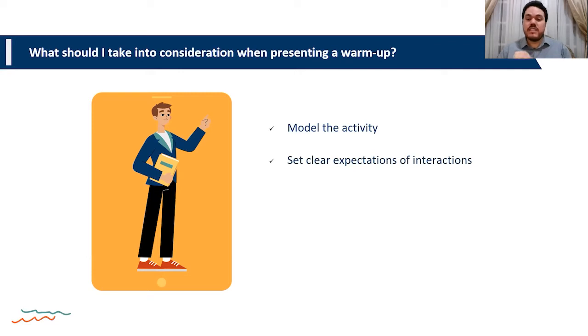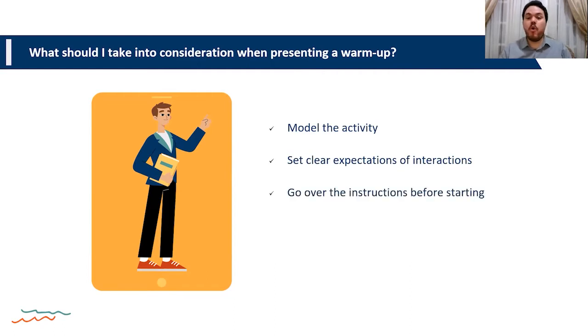We also need to set clear expectations of interactions. And this is what we were saying before. We need to be very orderly, very organized in online classes in terms of how students are going to be interacting with one another. We want our classes to be communicative, interactive. We want students to participate, but we also want there to be order, right? We want them to be able to understand what is happening. And we do that by setting clear expectations of interactions and the patterns of interactions that we're looking for.